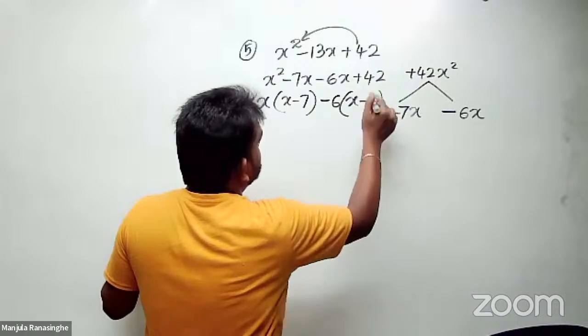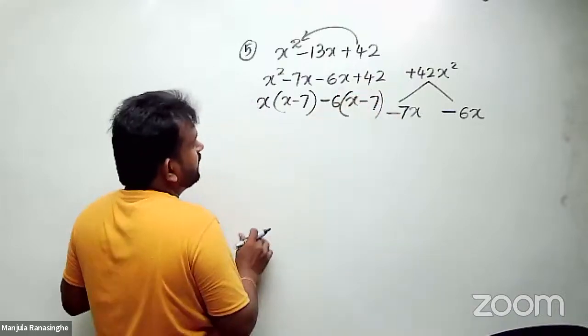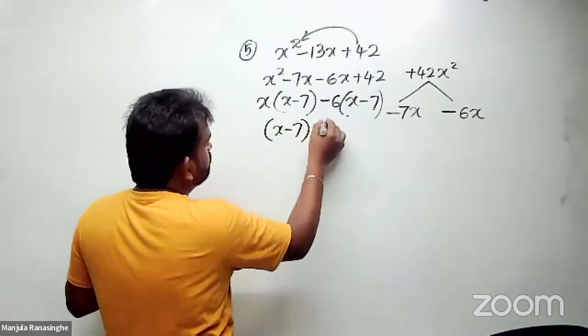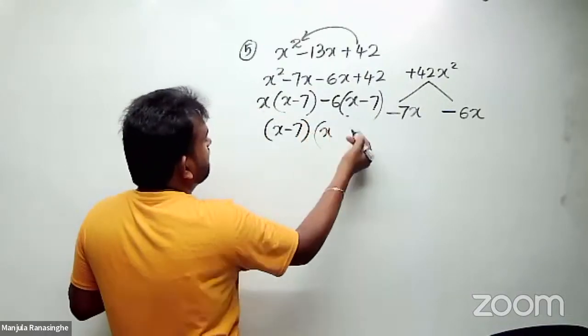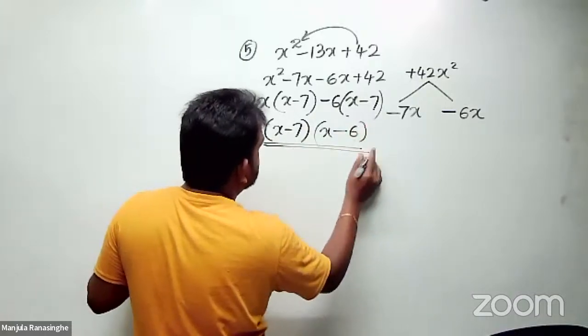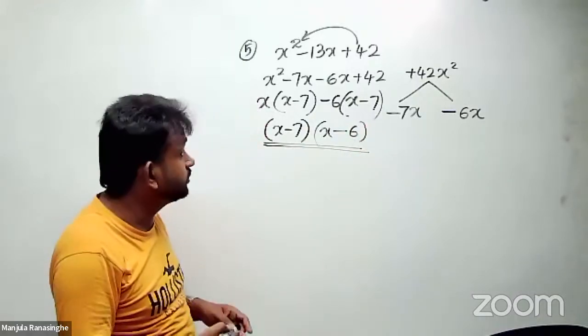6 into 7, 42. Now x minus 7 is common for both, right? Take it out, then here x remaining, and here minus 6 remaining. So the answer is x minus 7 into x minus 6.